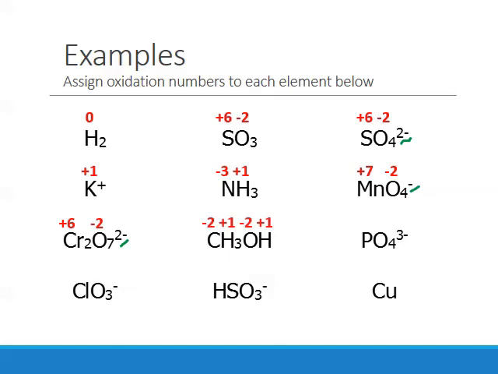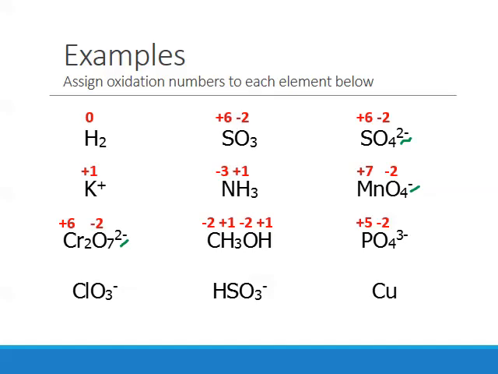There's 4 H's, 4 times 1 is 4. There's 1 carbon, 1 oxygen, -2 is -4, and the entire thing was neutral. That makes sense. Phosphate, the O's are -2. There's 4 of them. 4 times -2 would be -8. The entire thing has a charge of 3-, so the phosphorus there is +5.